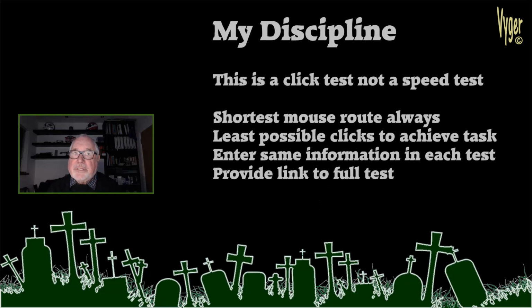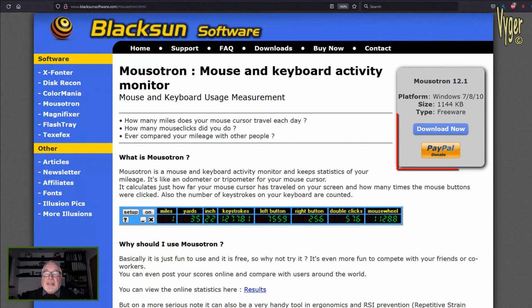My discipline is to always take the shortest possible route with a mouse, the least possible clicks to achieve any particular task, enter the same information in each test, and provide a link to the full test. All databases are starting as empty of people, places and sources. This is our new friend who doesn't lie, because many people think Rootsmagic 8 is actually more productive. So if you want to download Mousotron, it's free and you can use it to make your own comparisons and add comments down below this video if you find something different, not forgetting that Rootsmagic should improve over time.